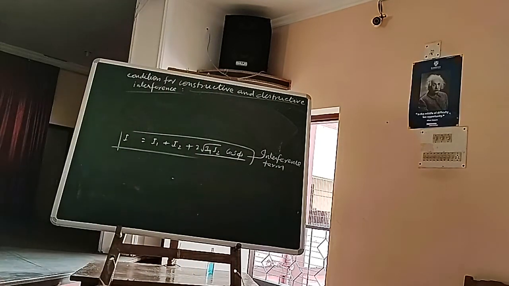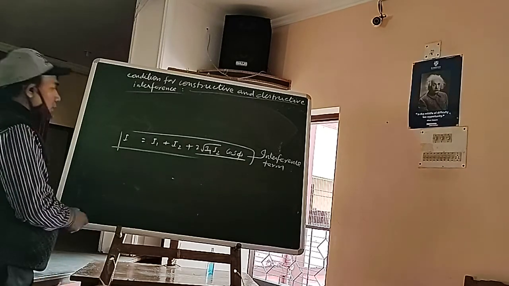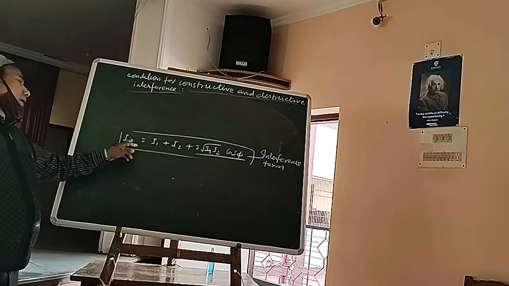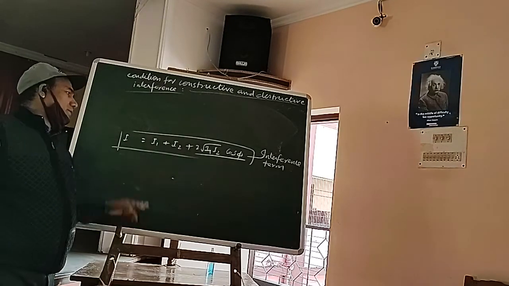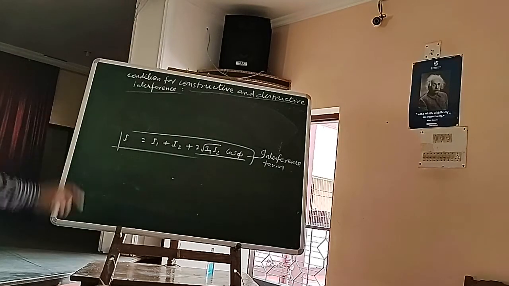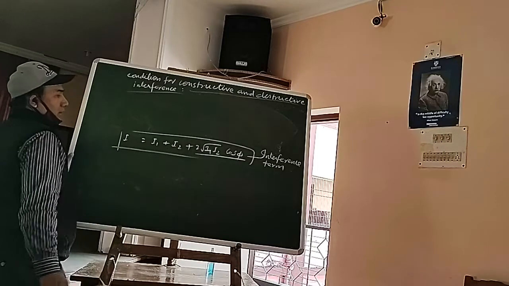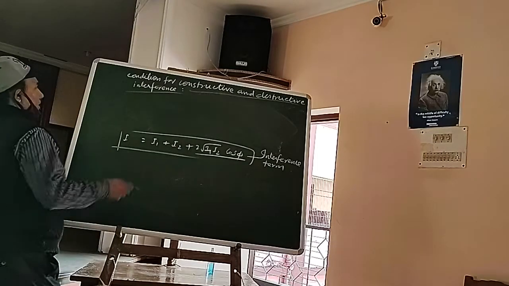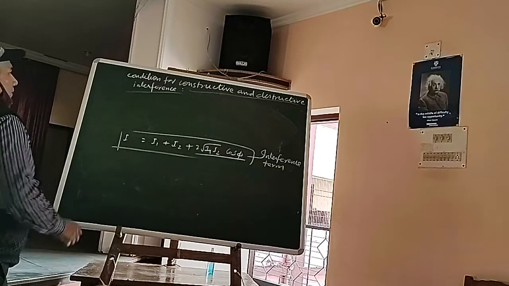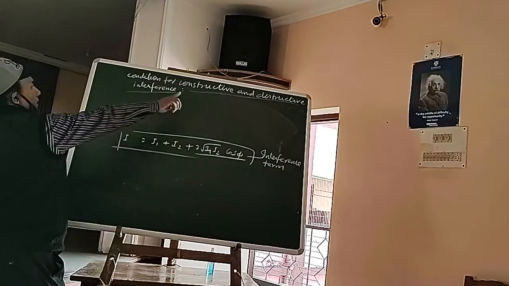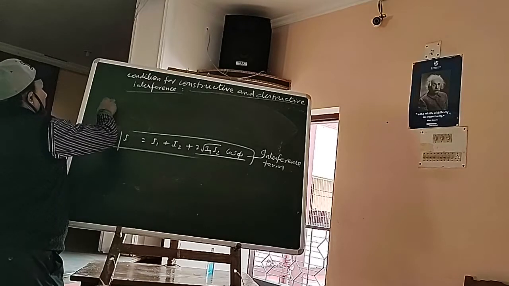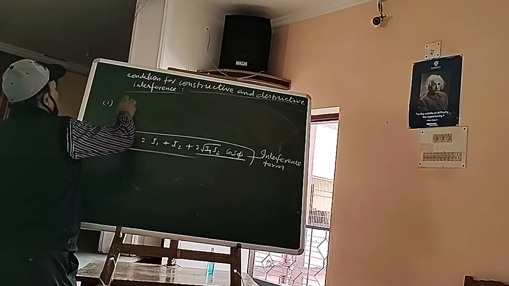Constructive and destructive interference. Here, since intensity I is equal to I1 plus I2 plus 2 root I1 I2 cos phi, intensity will be maximum. So we will write the condition for constructive and destructive interference. First, for constructive interference.